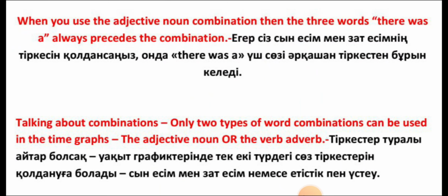When you use the adjective-noun combination, then the three words "there was a" always precede the combination.